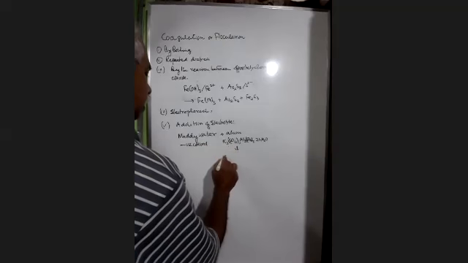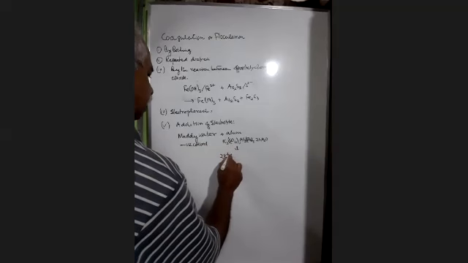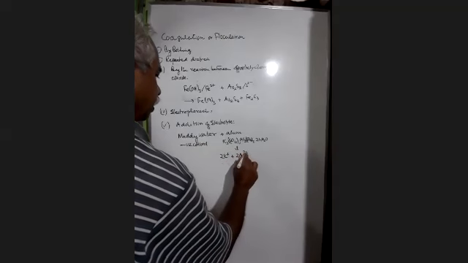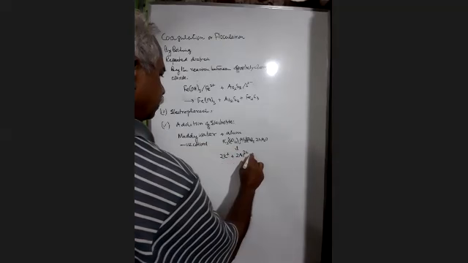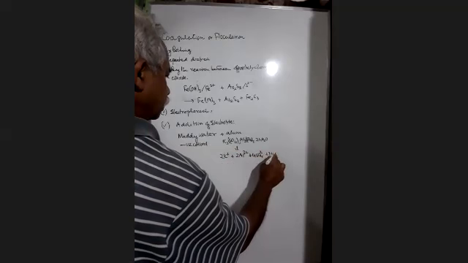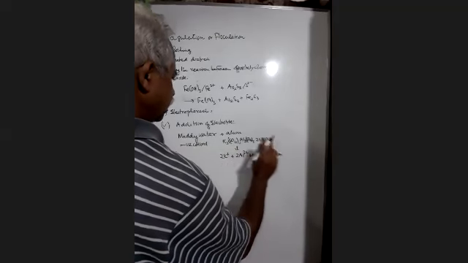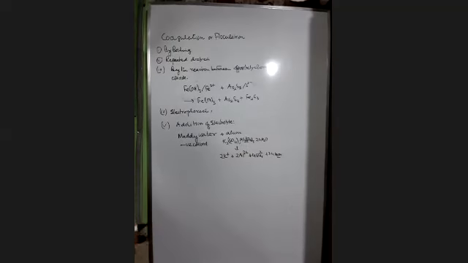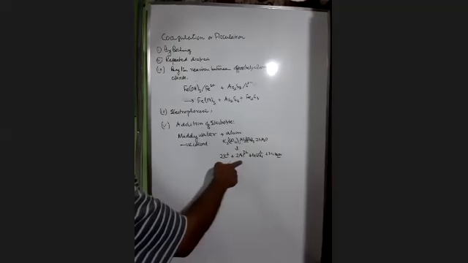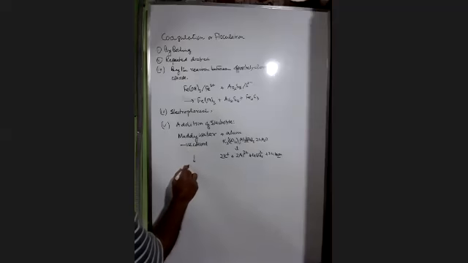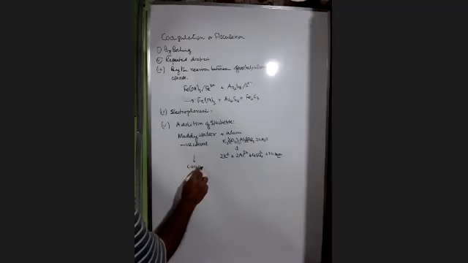Alum will give you what? It will give you 2 potassium ions, 2 aluminum ions, and 4 sulfate ions, along with 24 molecules of water. Water is already there, so I need not write this. This is a double salt. See here, this aluminum ion and potassium ion is going to neutralize the negative charge of the colloidal muddy water, and it will undergo coagulation, and the water will be purified.